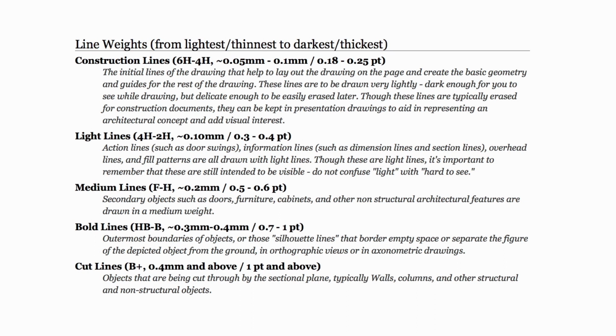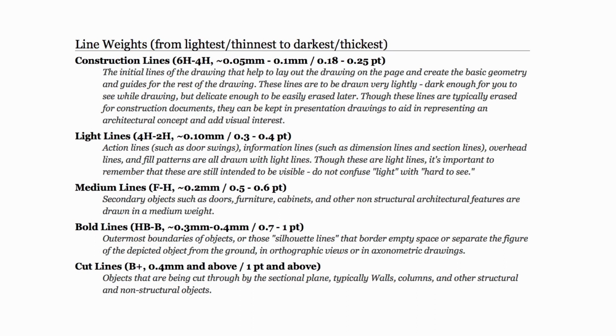Light lines, these are things like door swings, things that you're not trying to draw a lot of attention to. Those are going to be somewhere in the neighborhood of 0.10 millimeters, 0.09, 0.10, all the way up to maybe 0.18, something like that. Medium lines, these are things like doors and furniture, objects that are in the scene. Those are all the way up to 0.2. I usually make them 0.18.